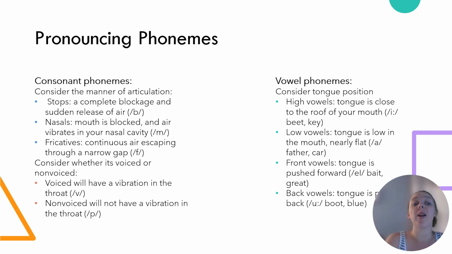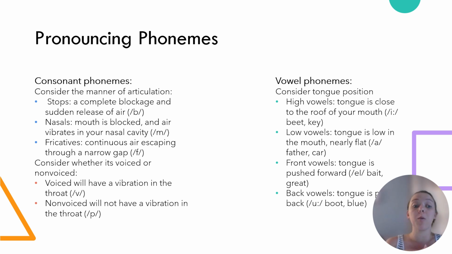And then there's fricatives. And this is where there's a continuous airstream escaping through a narrow gap in your mouth. Examples of this would be these. So everybody, let's take 1 finger and we're going to make the sound. Yeah, there's this steady stream of air escaping through a narrow gap.